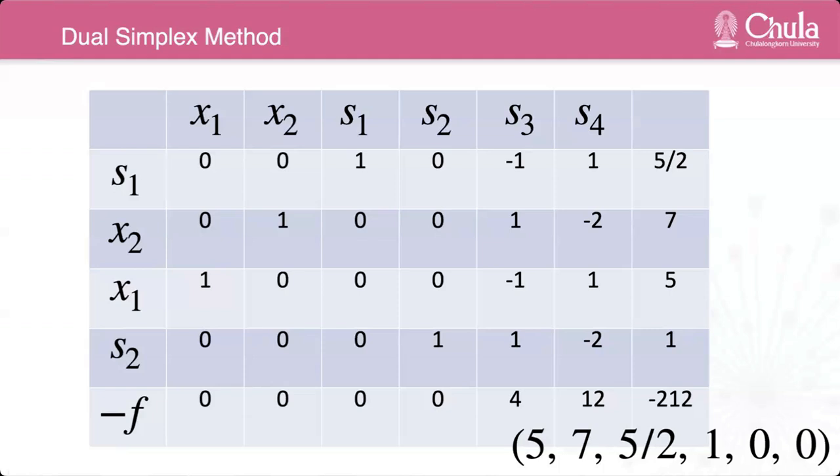Minus what? This one? No, no. This is the objective function value. This is the objective function value. The objective function value can be anything, right? It's not the right-hand side of the constraint.